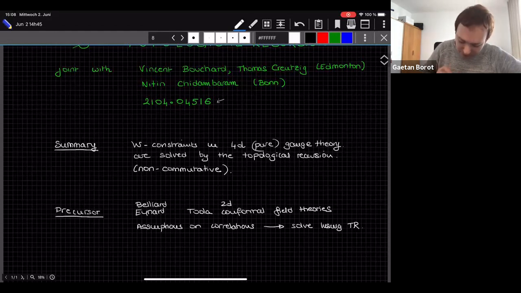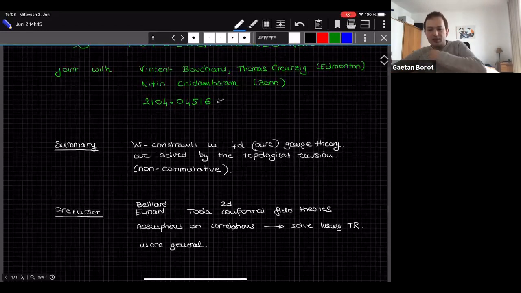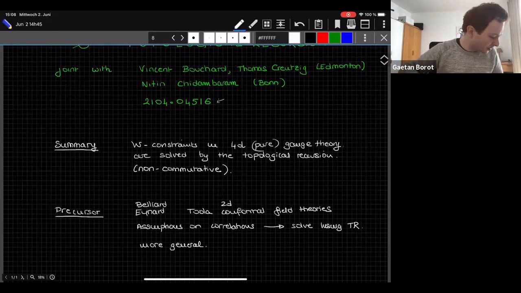So what we do in this work is somehow a bit more general. I will explain in which sense. But at the end, you obtain, in a special case, similar formulas. Good.